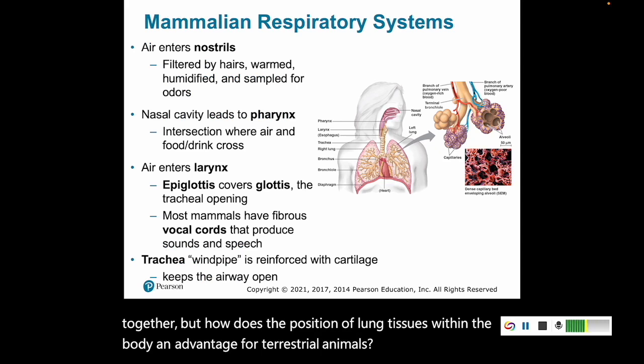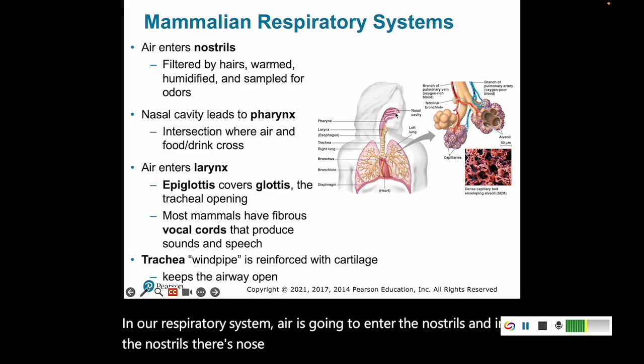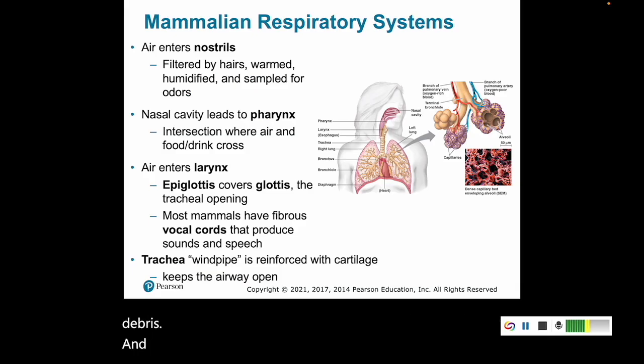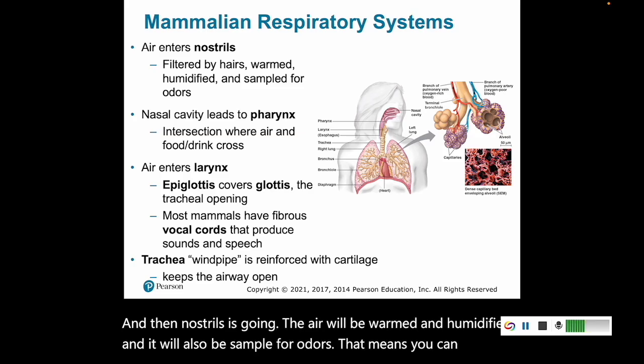In our respiratory system, air is going to enter the nostrils. And in the nostrils, there's nose hairs that are going to filter out dust and debris. And in the nostrils, the air will be warmed and humidified. And it'll also be sampled for odors. That means you can smell stuff that you're breathing in.